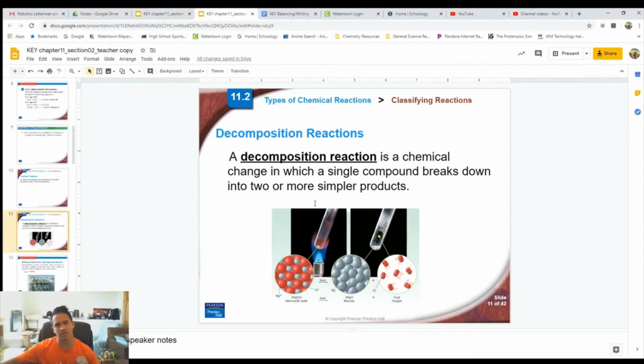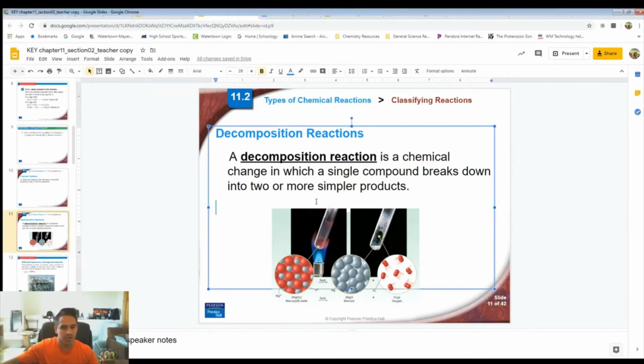Next reaction type we have is decomposition. In a decomposition reaction, you have one material and it's breaking down to make 2 or more different materials. Usually it's a compound breaking down, and it could be breaking down into the 2 elements that make it, or it could be a compound breaking down into just 2 simpler compounds.